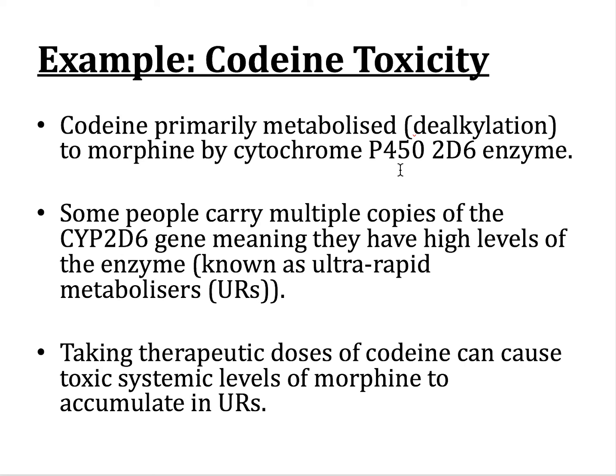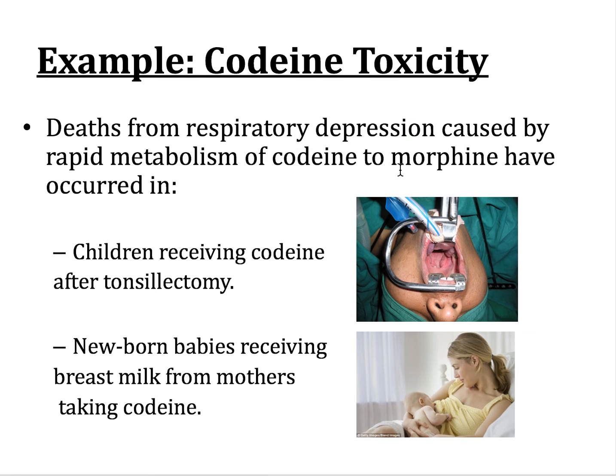Codeine is primarily metabolized to morphine by cytochrome P450 2D6. So for some people, pharmacogenetics, we'll come on to that a bit later.